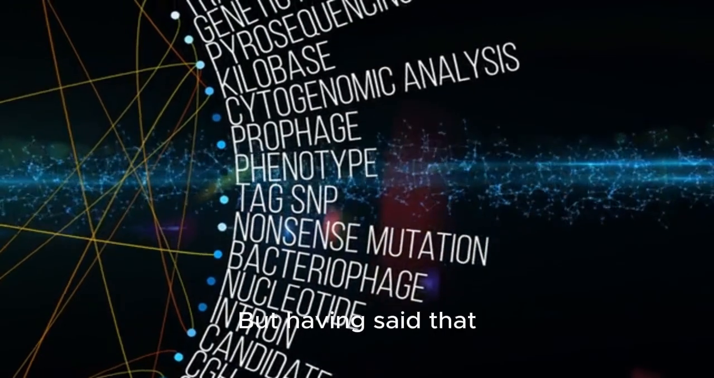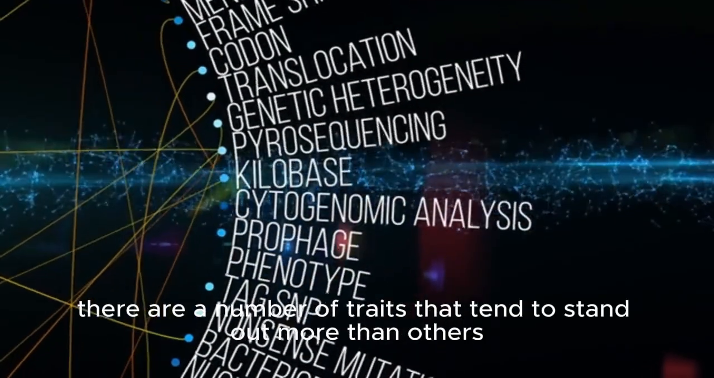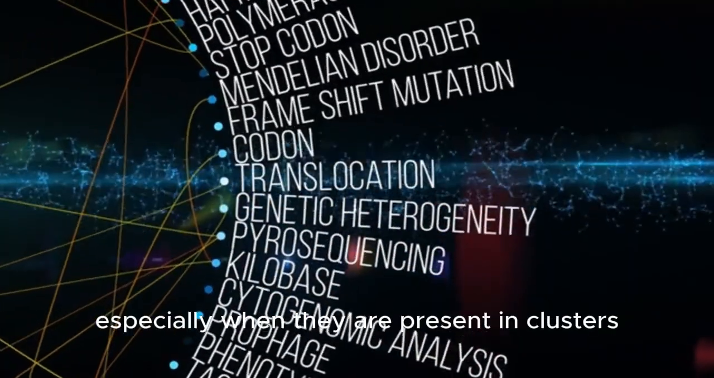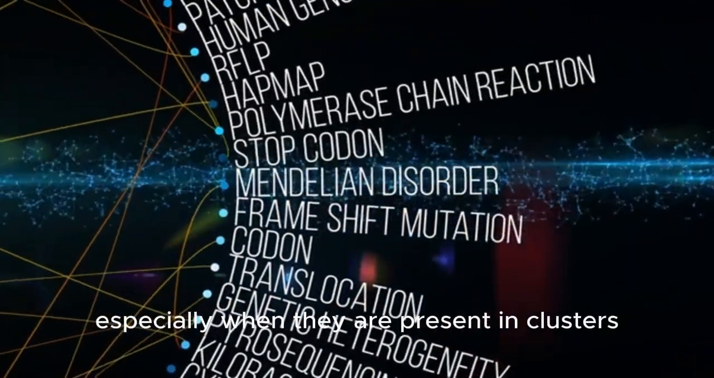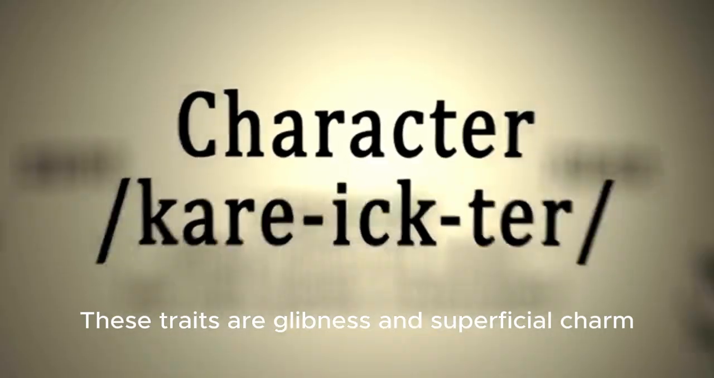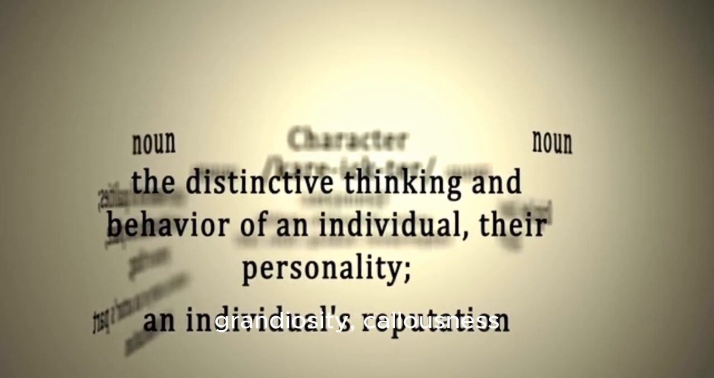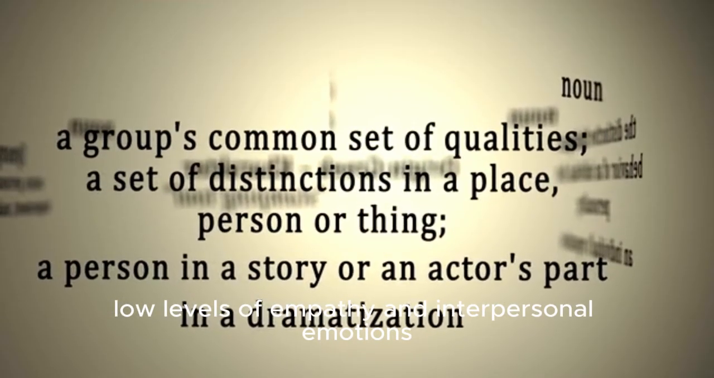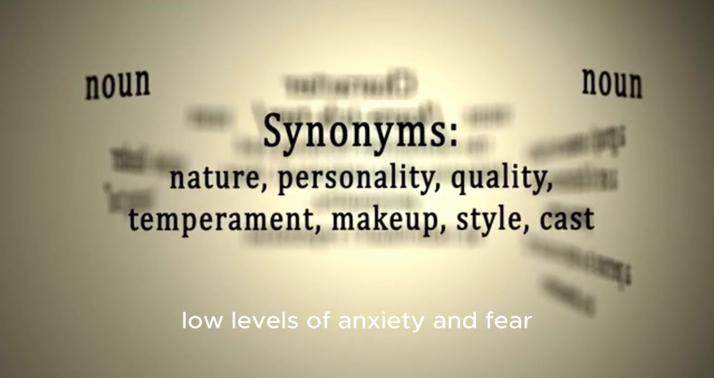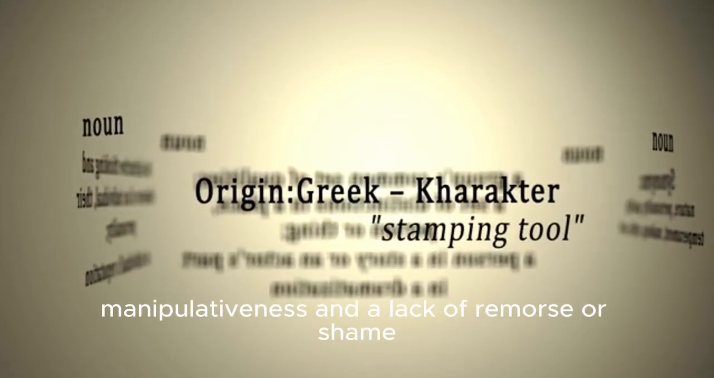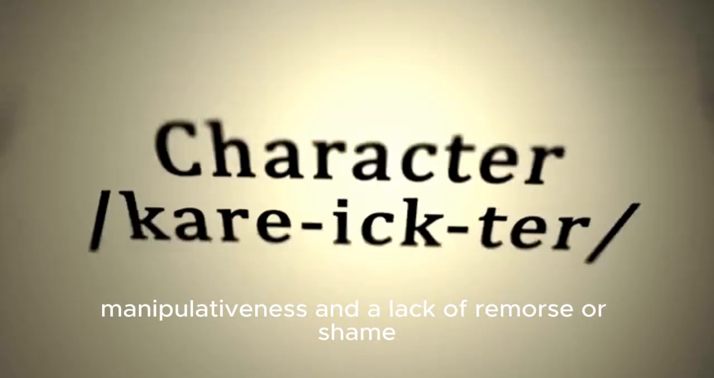This means that sometimes it can be difficult to identify whether or not someone is a psychopath. But having said that, there are a number of traits that tend to stand out more than others, especially when they are present in clusters. These traits are glibness and superficial charm, grandiosity, callousness, low levels of empathy and interpersonal emotions, impulsivity, irresponsibility, low levels of anxiety and fear, manipulativeness, and a lack of remorse or shame.